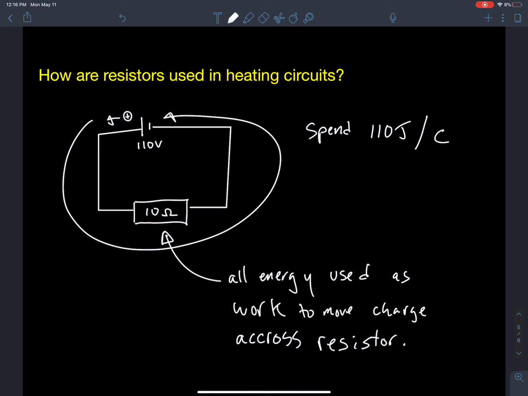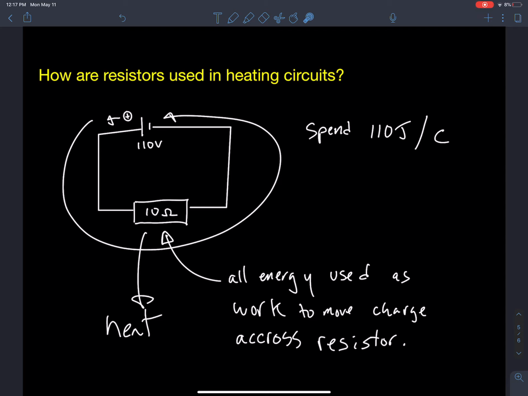Okay, so all the energy used, from that 110 joules per coulomb, if this is the only component I have in my circuit, all 110 joules are going to be used to push that charge across the resistor. It's going to bounce around and bump into all the atoms in there. And then all that 110 joules is used as work, and that work is used to raise the kinetic energy of the atoms inside and is released as heat. So I need to know how many coulombs of charge flow through that resistor in a second to find out the total amount of energy that's produced by a resistor.